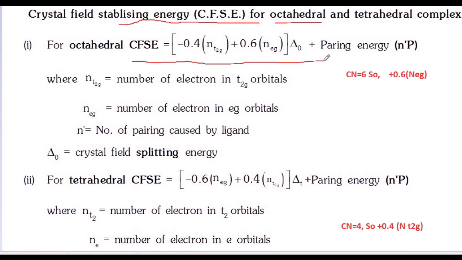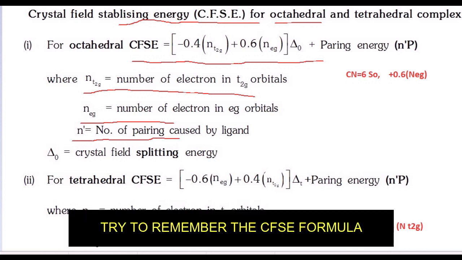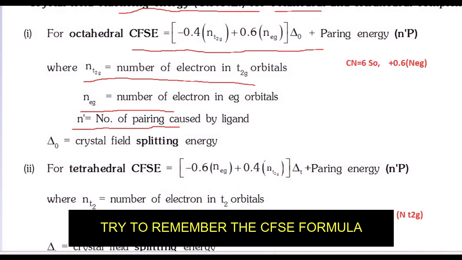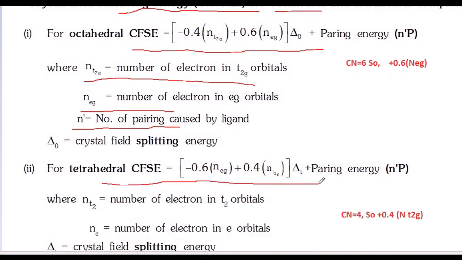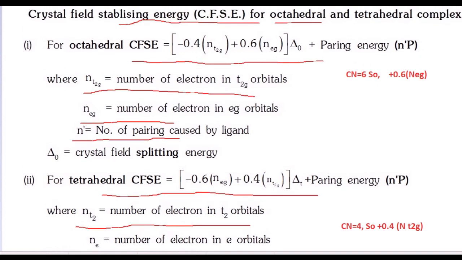So we have a CFSE formula for both octahedral and tetrahedral complex. For an octahedral complex, the formula is minus 0.4 n t2g plus 0.6 n eg, times delta naught, plus pairing energy. n t2g means the number of electrons present in the t2g orbital, n eg means the number of electrons in the eg orbital, and n dash equals the number of pairings caused by the ligand. Similarly, we have a tetrahedral formula, that is minus 0.6 times the number of electrons at the eg state plus 0.4 times the number of electrons in the t2g state. The formula is quite easy.